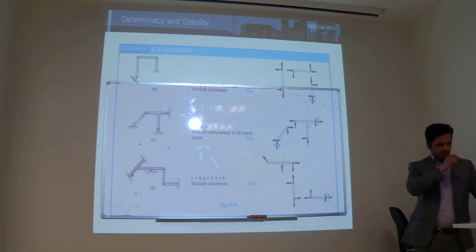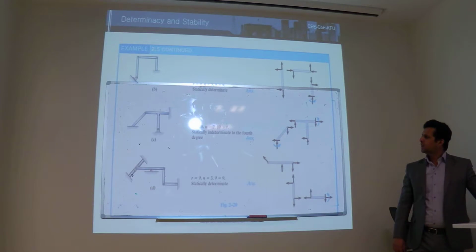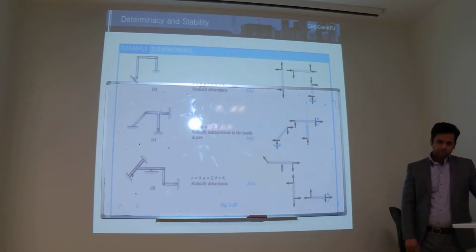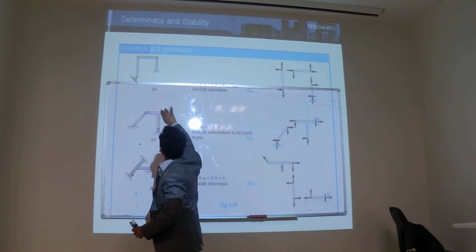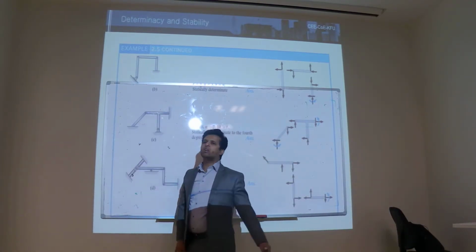What about C? How many parts? Two. One. How much is N? N is 2. It's 1 member. This whole is one part, like a T. This whole is one part.